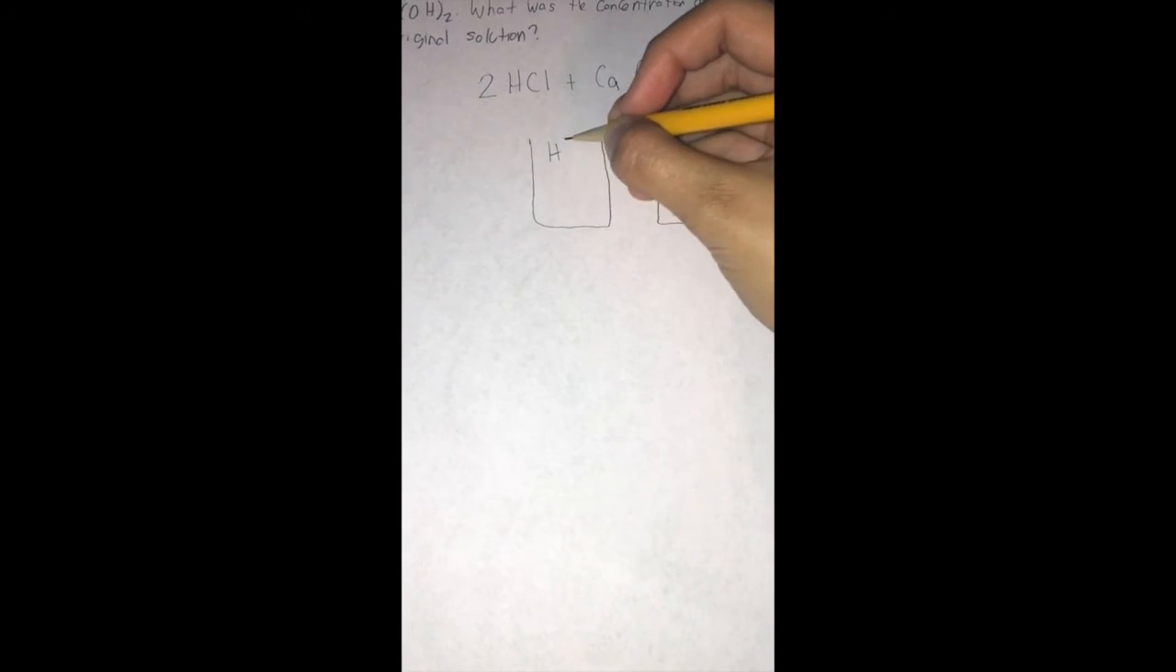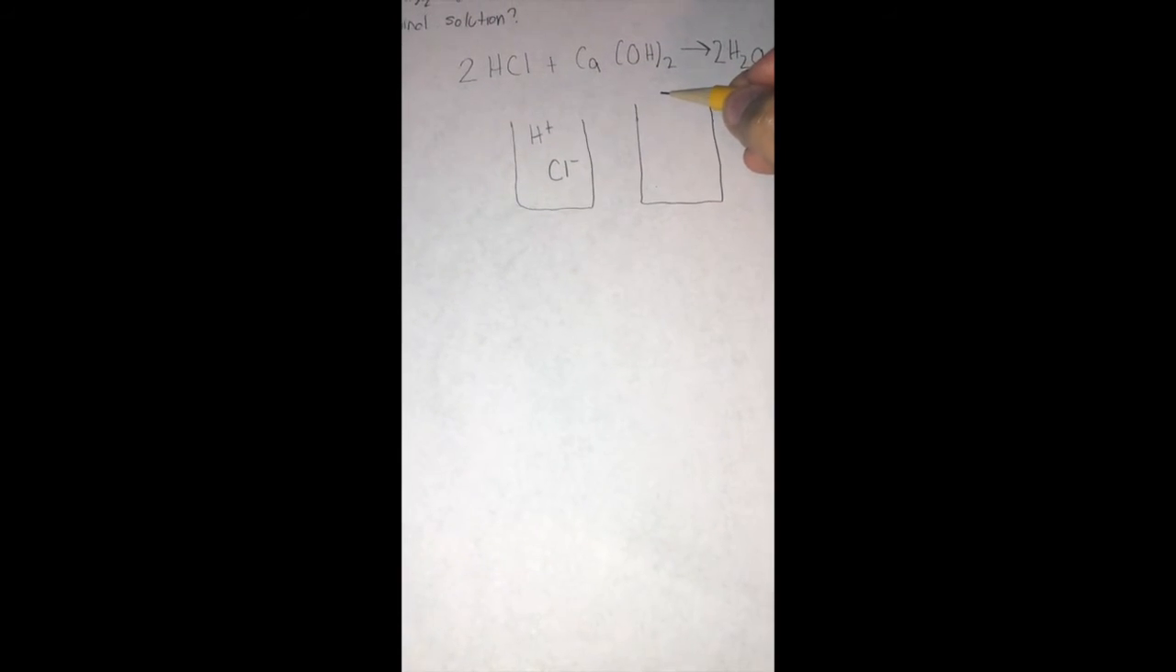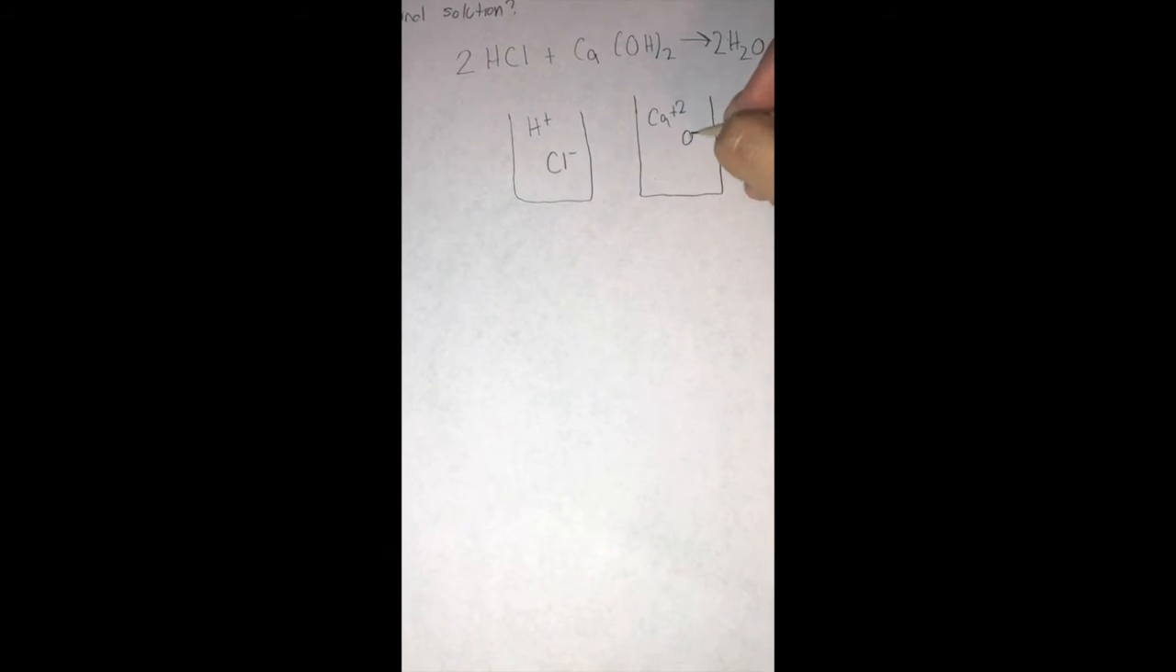When placed in a liquid solution, hydrogen chloride will break up into 1 hydrogen and 1 chloride, and calcium hydroxide is going to break up into calcium and 2 hydroxides.